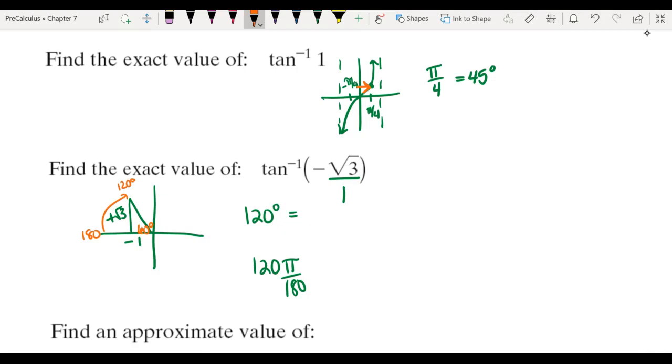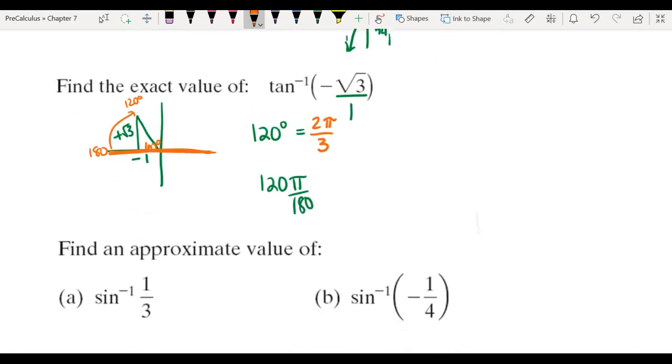Okay? You always go from this baseline. And then each of these are divisible by 60. 120 divided by 60 is 2. 180 divided by 60 is 3. So 2 pi over 3 would be the radian version. How do we feel about those? We're good?